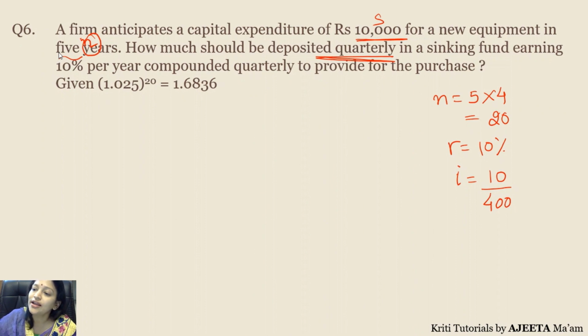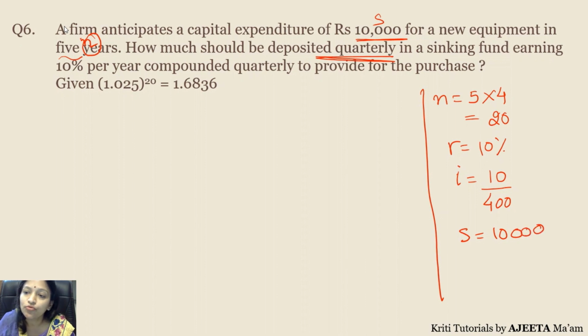So here S is given to you, I is given to you, N is given to you. Correct? What is to be found? You have to find R, capital R. That is, how much you should deposit quarterly in the sinking fund, so that you can earn 10% per year and you can have the amount of 10,000. Correct? Now let's move on with that. S is 10,000. Now let's move on to find R.